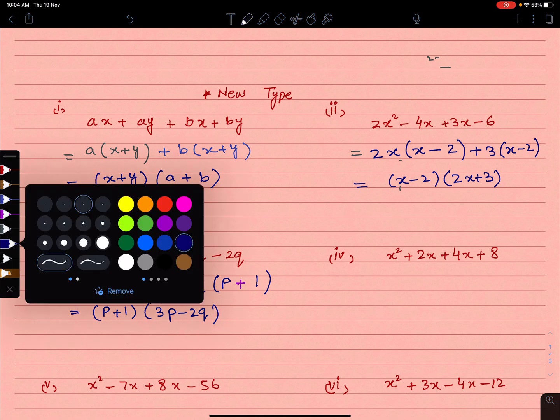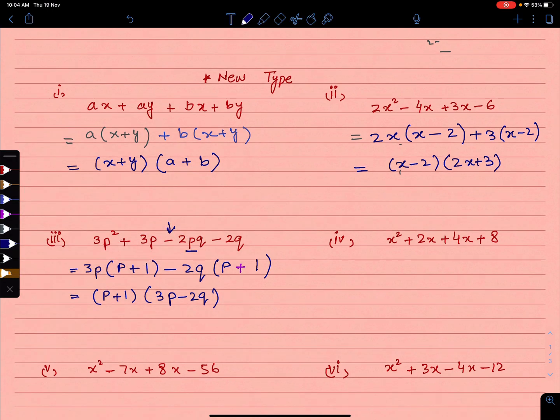So one more example, x square plus 2x, make pairs again. So we have x common, and inside the bracket there would be x plus 2, plus 4 common, and inside the bracket would be x plus 2. So when we take x plus 2 common, there would be x plus 4. This is our answer.